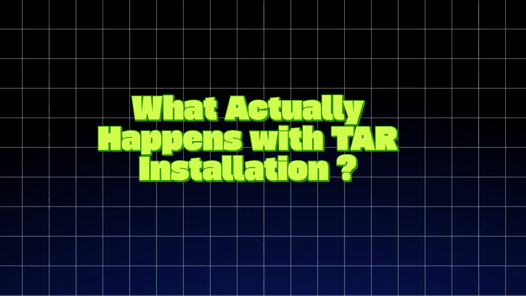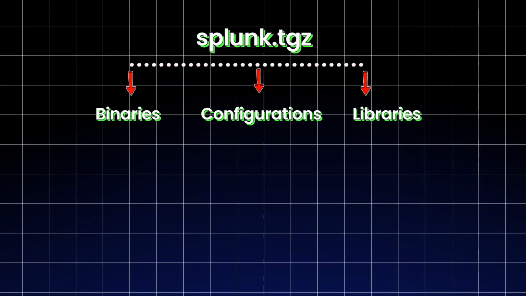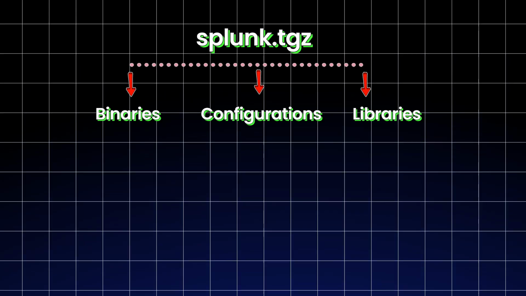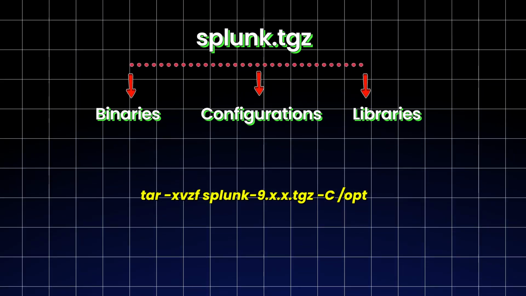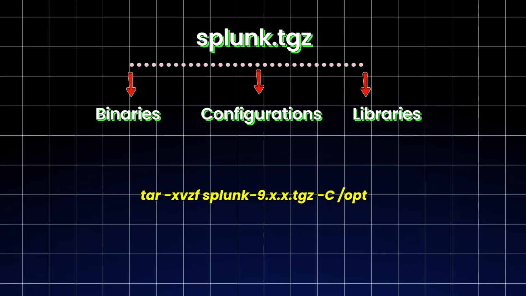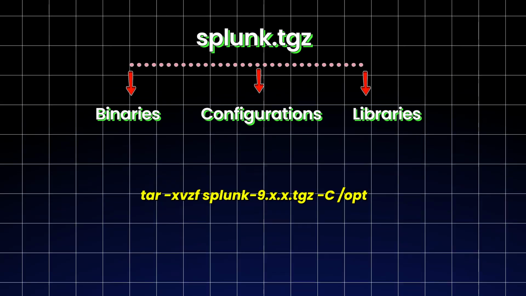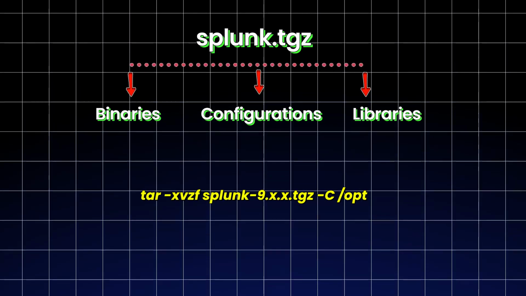Now let's start with tar installation. A tar file is just a compressed archive. It contains Splunk binaries, configuration files, libraries, and that's it. You can install or extract the .tgz package using the following command. When you run this command, Linux does only one thing. It extracts files into /opt/splunk. Now let's see this in action.